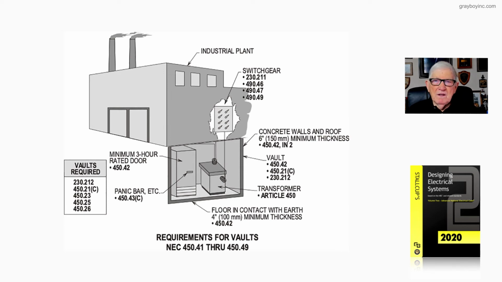Now notice we have the supply going into the service switchgear in the industrial plant, and review 230.211. And then, of course, you're getting the components that make up the switchgear. And since it's circuit breakers, that'd be 490.21(A). But you'd also want to review the switchgear requirements in 490.46, 490.47, 490.49, as well as the lead-in section 230.211.